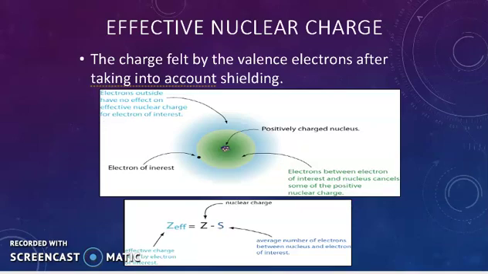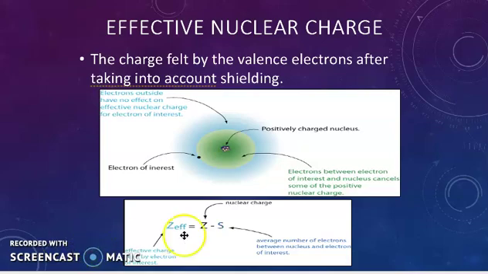Next, we have effective nuclear charge. It's the charge felt by the valence electrons after taking into account the shielding. So we have our electron shielding that's taking place. So after we take into account our electron shielding, by looking at the average number of electrons between the nucleus and the electron that we're looking at, so we count how many electrons are between it. So it's kind of like how many girls are in line to get tickets to the concert. If there's a bunch of girls in line to get tickets to the concert before you, in front of you, you have a less likelihood of getting into that concert.